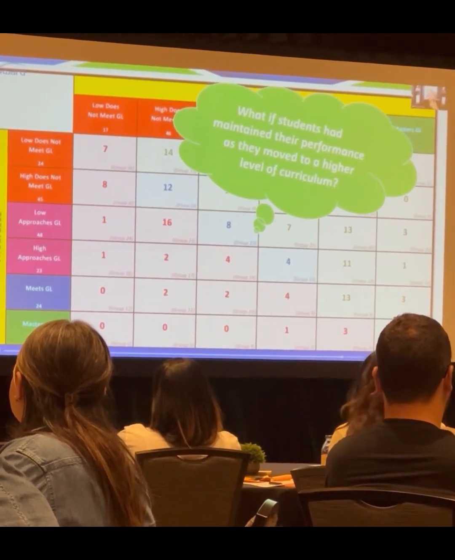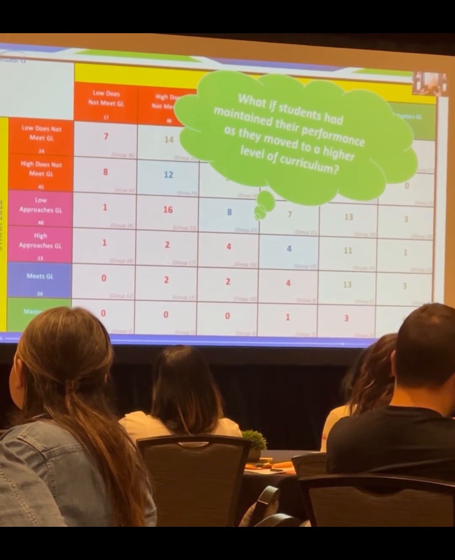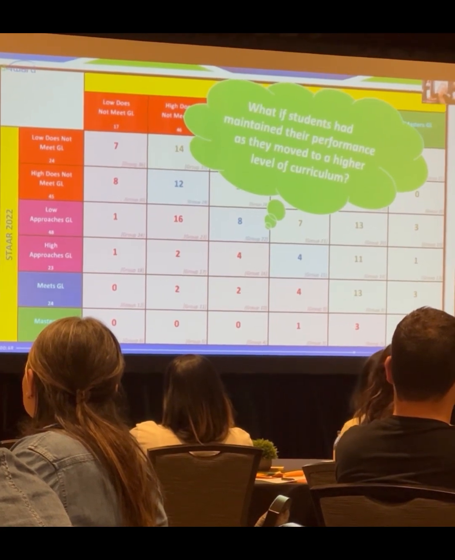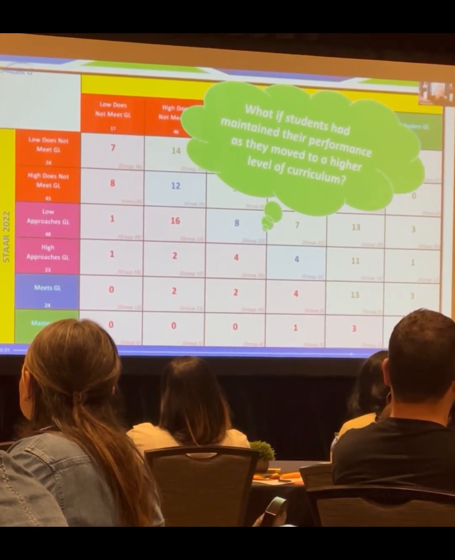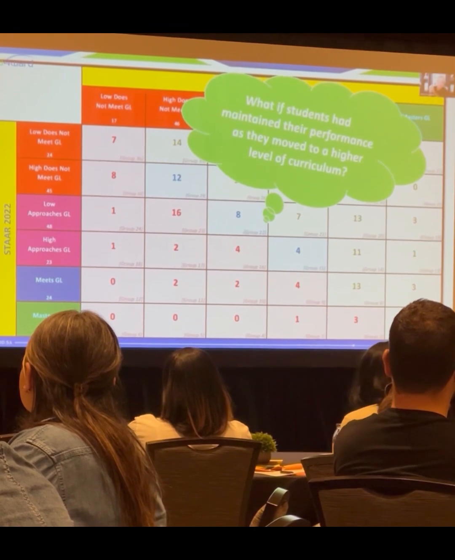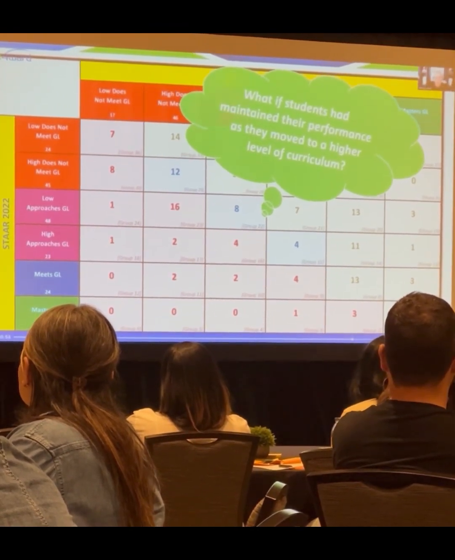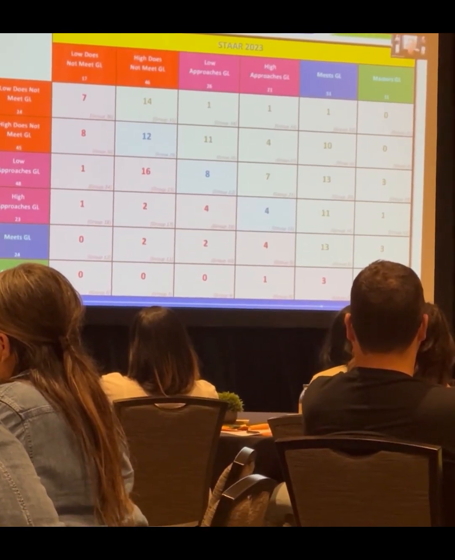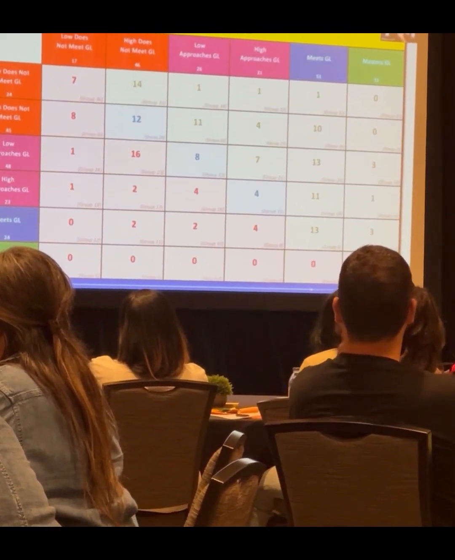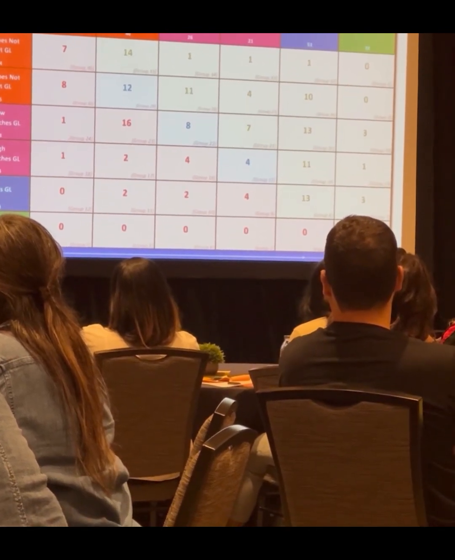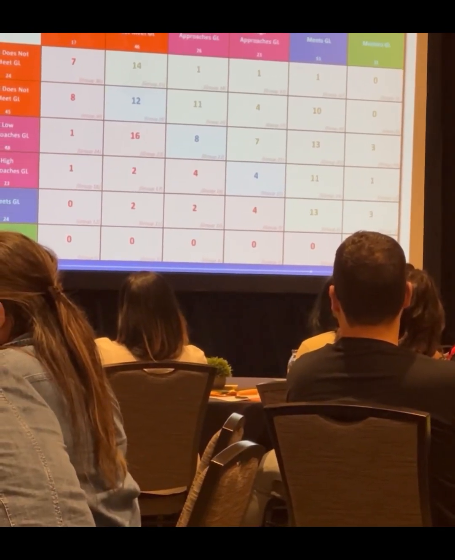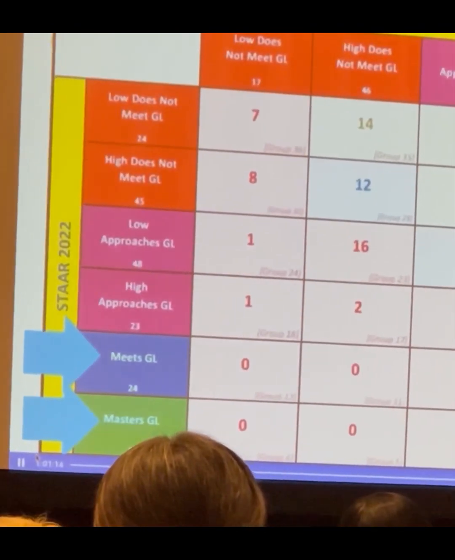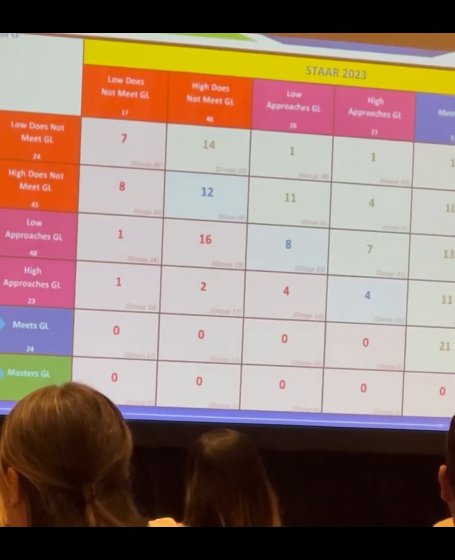So as we start to move from looking at what our academic growth actually looked like for 2023, and start to envision what it could look like for 2024, and what impact it might have, I like to start with the question, well, what if we had kept Masters at Masters? Meaning, what if all 8 kids scored Masters again? If so, that's what this transition table model would look like. What if all of the students who scored Meets scored Meets again? Well, that's what that second row at the bottom would look like.